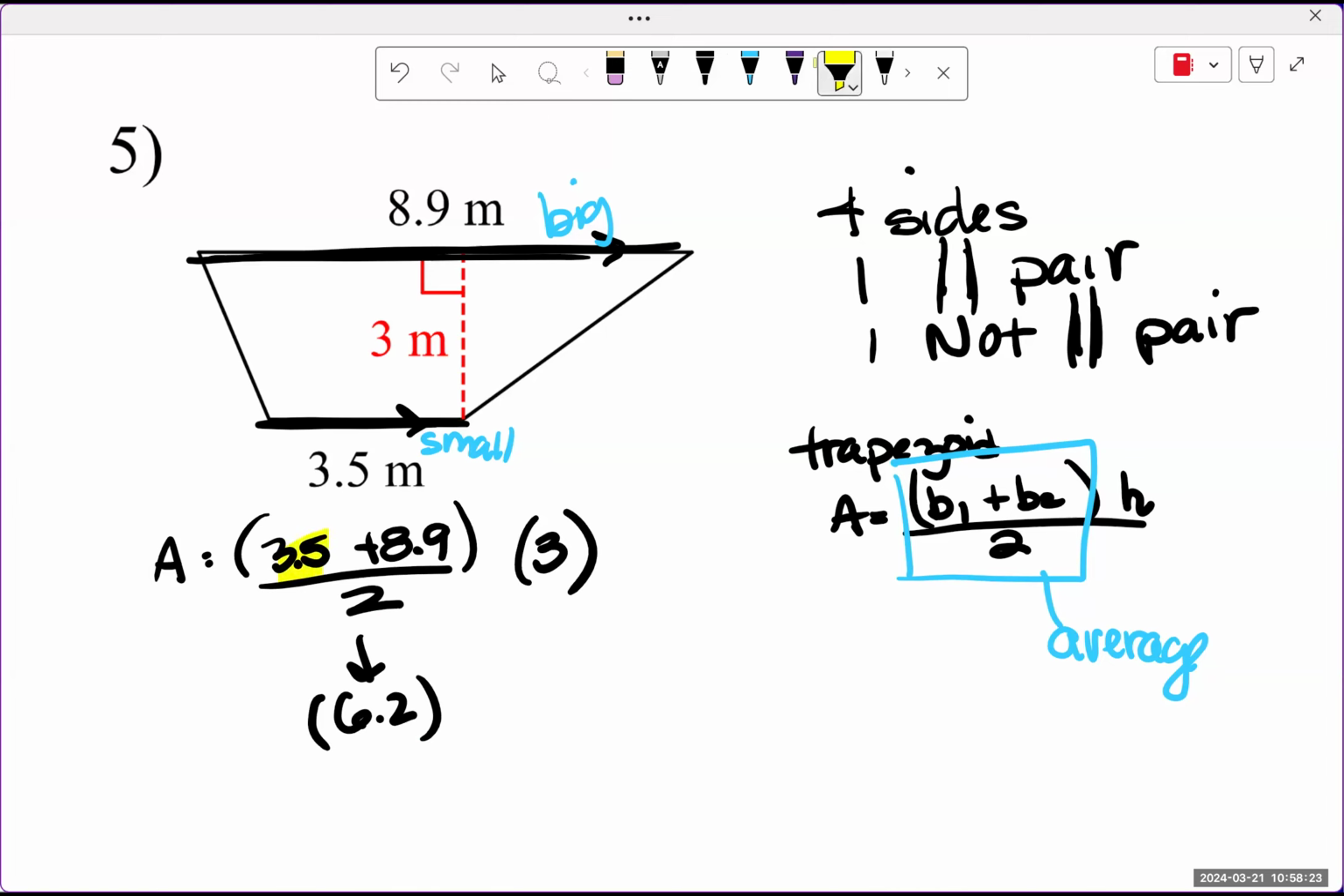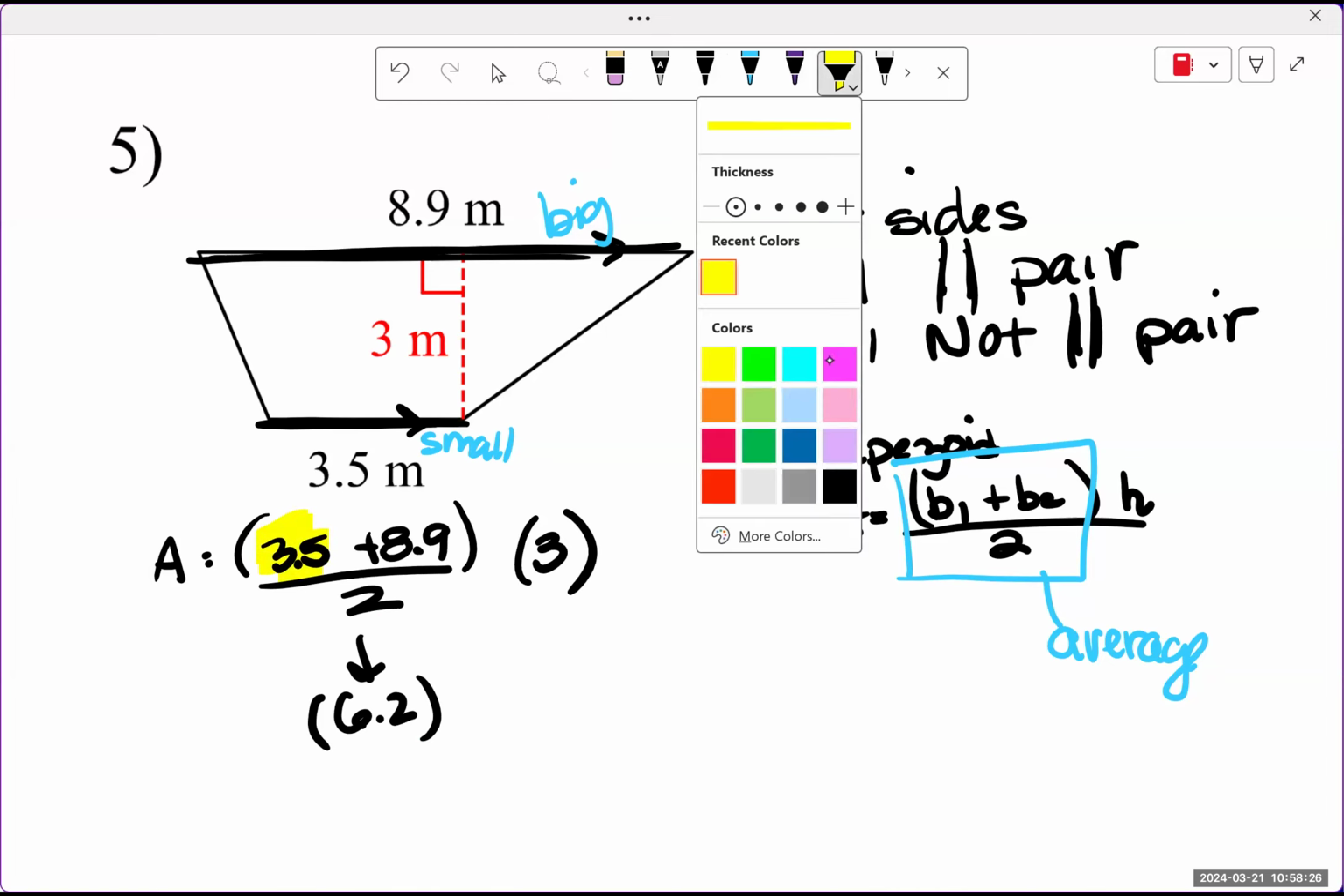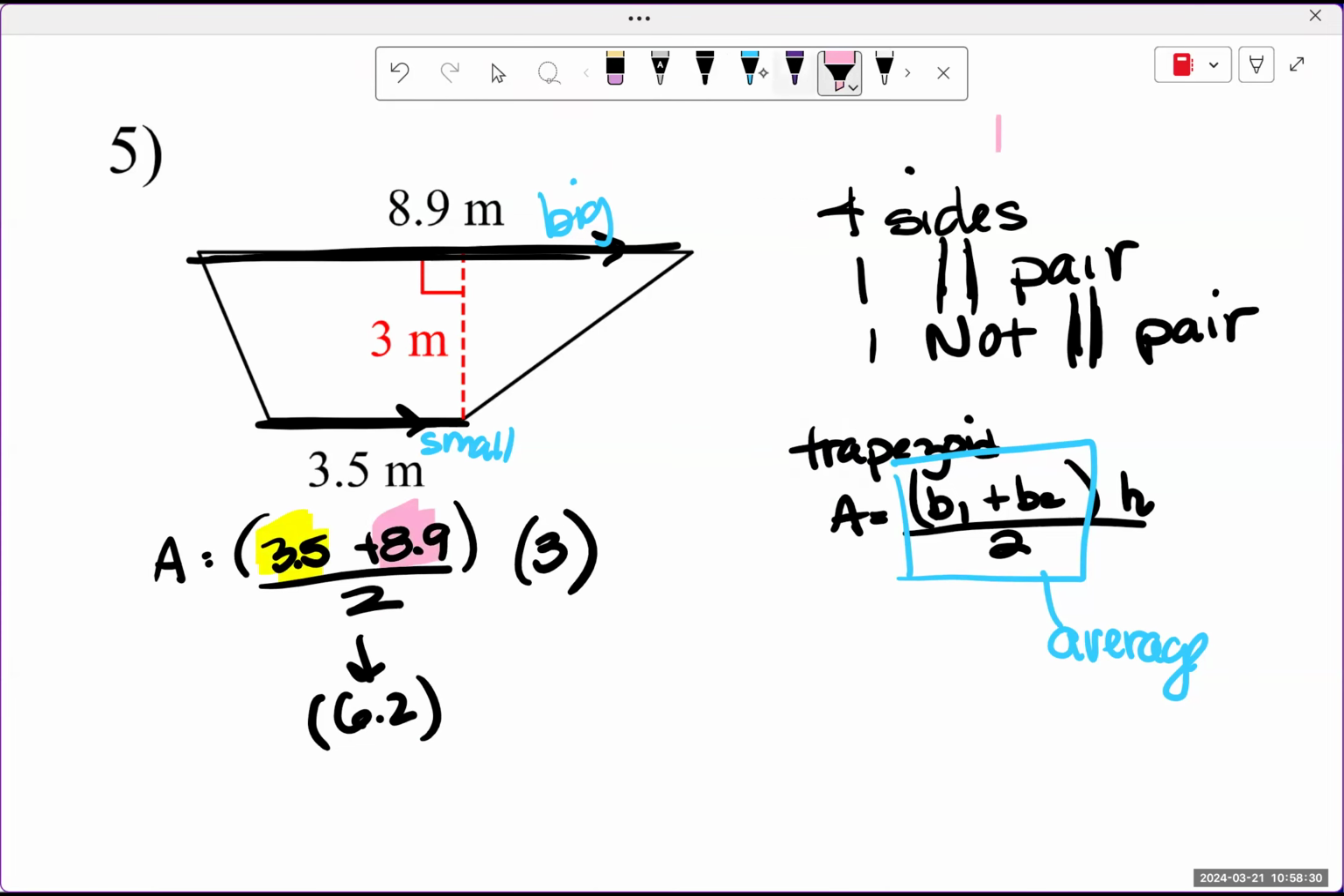Can you see that this space is too small? This space is too big. Can you see that this one is just right? It is the average. It is the middle between 6.5 and 8.9. Okay, now multiply that by the height. And you get 18.6. Now notice this is meters and this is meters, and meters times meters is meters squared. Yeah, trapezoid, average the bases, multiply by the height. Here's your formula.